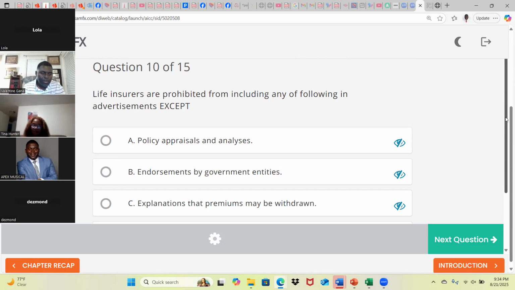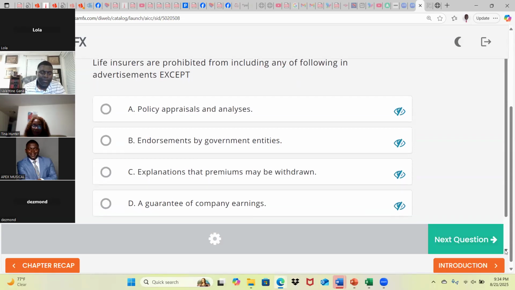Life insurers are prohibited from including any of the following in an advertisement except: A, policy appraisals and analysis; B, endorsement by government entities; C, explanations that premiums must be withdrawn; D, I can't see the D. Can you move it up, please? Yeah, the D option. Just a minute, let me scroll that. Okay, a guarantee of company earnings.